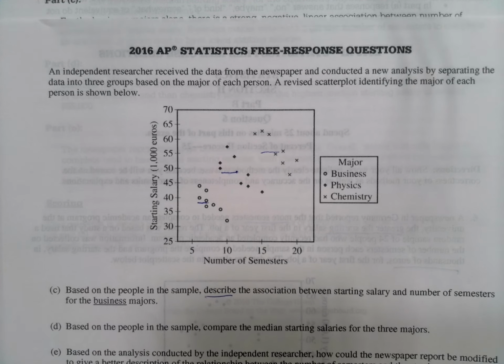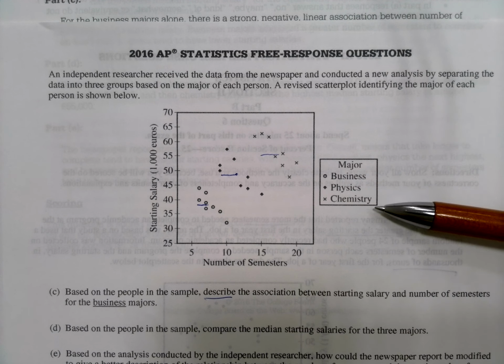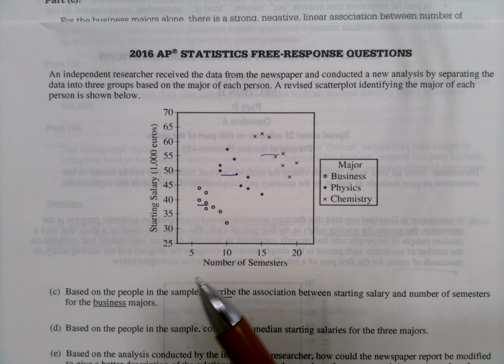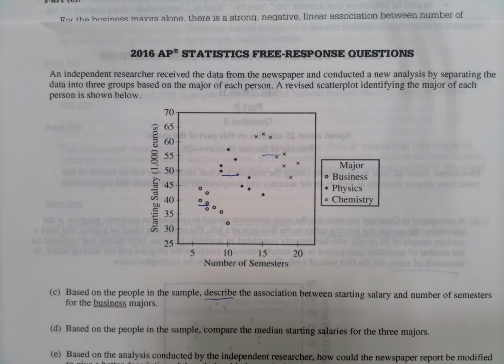So I guess the one thing I did miss is that in the newspaper article, they should say something about chemistry majors making the most, physics being kind of in the middle, and business the lowest. We did talk about within each major, the more semesters you take, the lower your salary is.